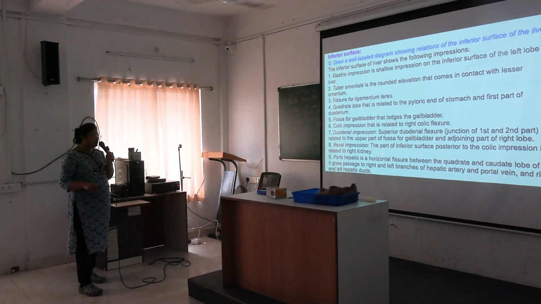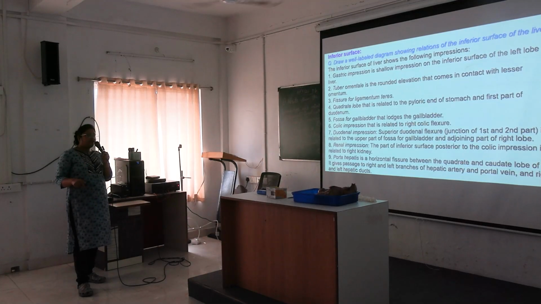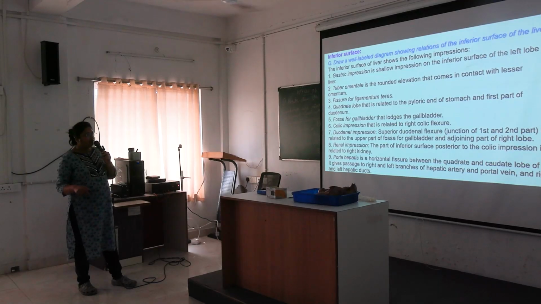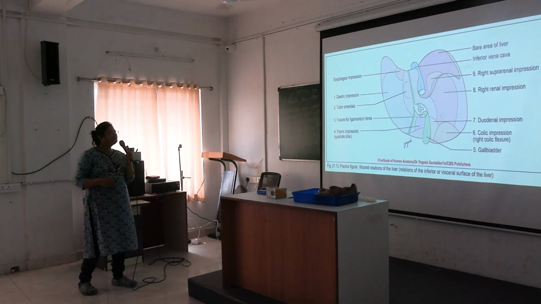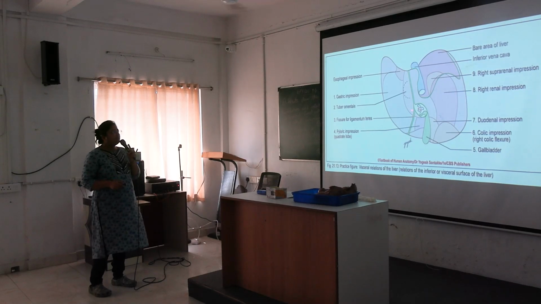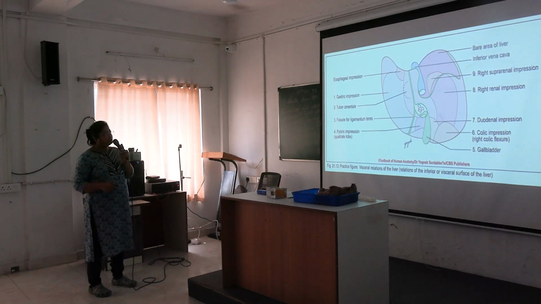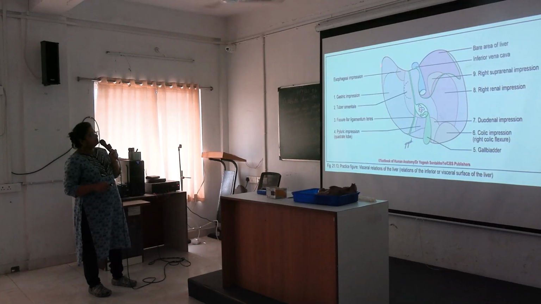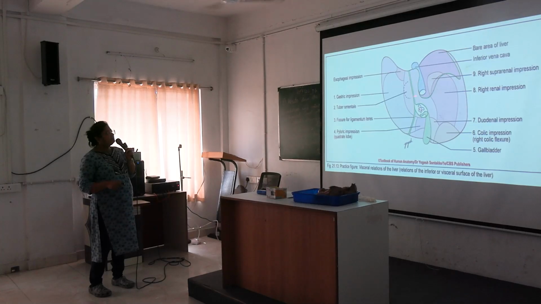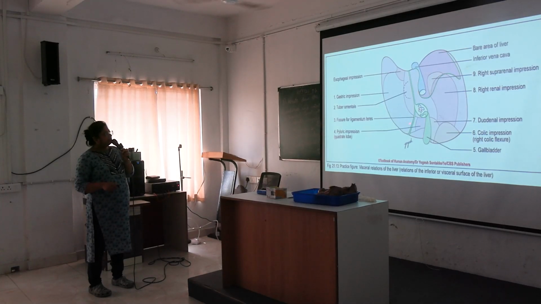And porta hepatis is a horizontal fissure between the quadrate and caudate lobe of liver, gives passage to right and left branches of hepatic artery, portal vein and right and left hepatic ducts. Here is the porta hepatis. Okay, duct, artery, vein from anterior to posterior, and these are the impressions. Here is the esophageal impression. This is posterior surface. This is gastric impression, tuber omentale. Here is the pyloric impression. Here is duodenal impression, colic impression, right colic flexure is related here, right renal impression, suprarenal impression.